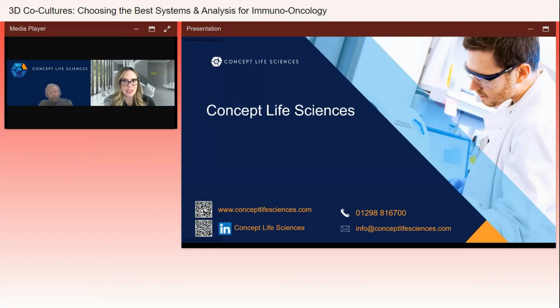Okay, perfect. Next one says, do you encounter problems regarding the choice of cell culture medium when co-culturing different cell types? What would be your recommendation regarding choice of medium for co-culture of cancer with primary cells?